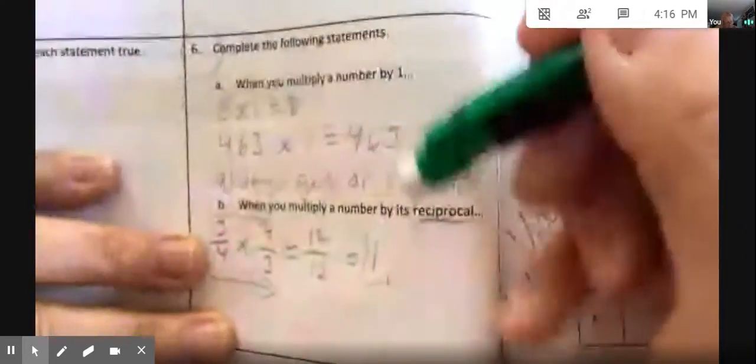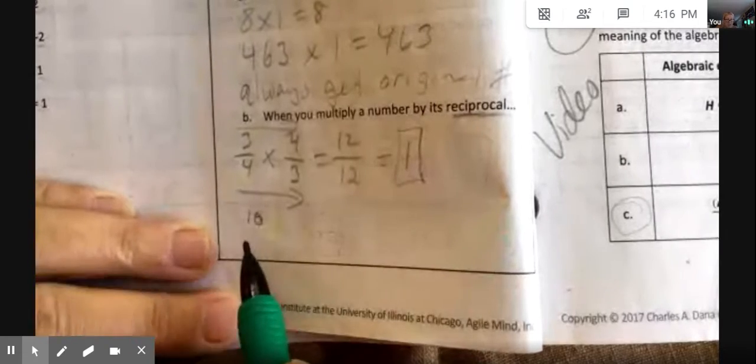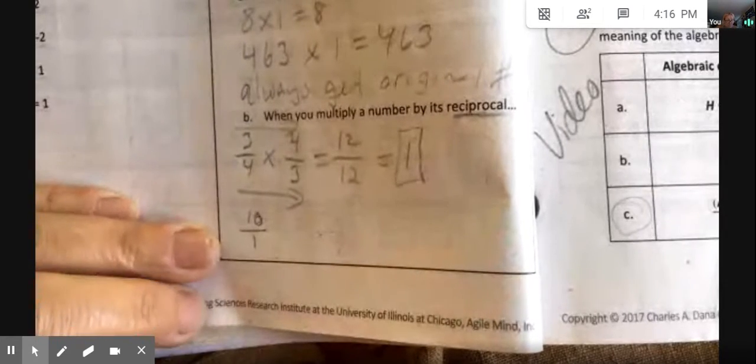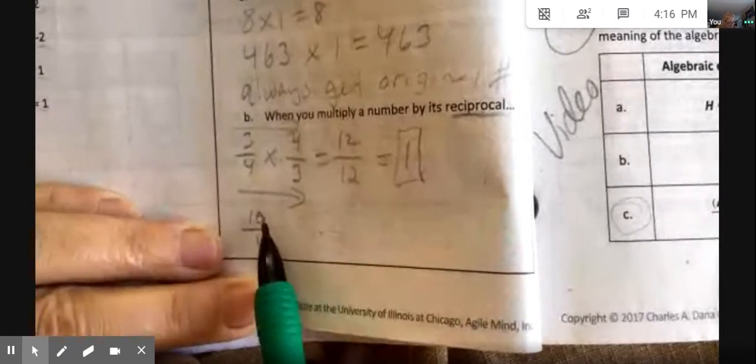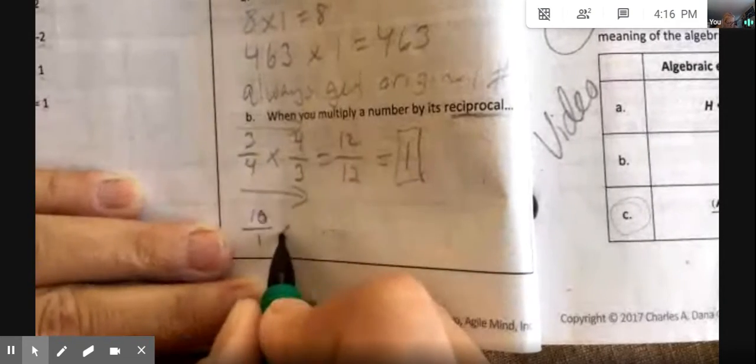And 12 divided by 12 is 1. All right, well, will this work with every fraction? Well, we talked about fraction. Let's talk about whole number. So let's say I have the whole number 10. Okay, in order to find its reciprocal, we have to have a fraction. So we're going to make the 10 into a fraction. You can do that by putting a 1 under it. You can make any number into a fraction by putting a 1 under it, because 10 divided by 1 is 10. So let's multiply it by its reciprocal.